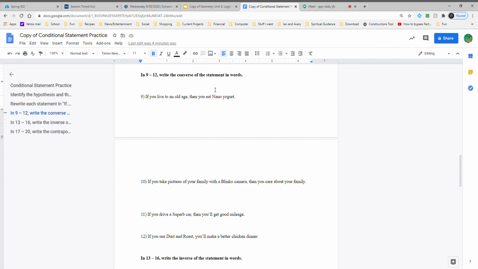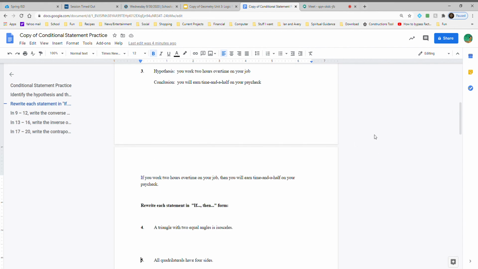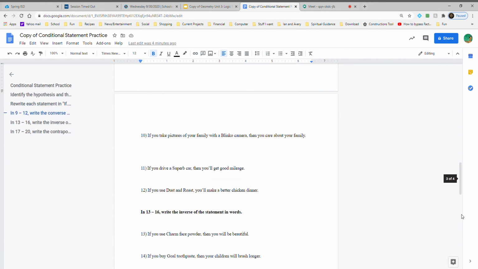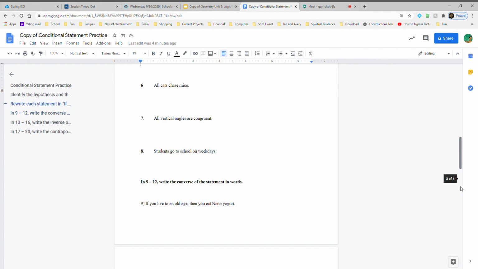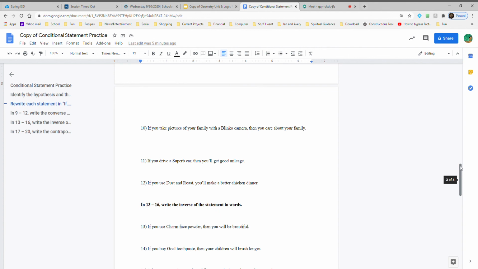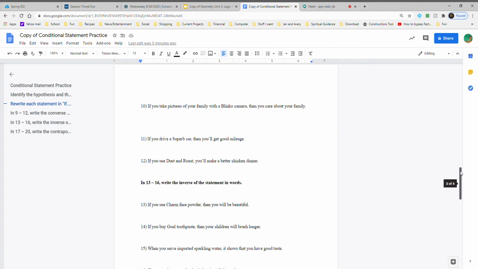That's hard to say. All right, the next part is the inverse. The inverse is the easiest of all of them because all you do is make the statements the opposite of what they are. All right, so if you use charm face powder, then you will be beautiful. You put nots in both of those. If you do not use charm face powder, then you will not be beautiful. Please don't change words like beautiful to ugly. That's not how this works, guys. Please leave the words alone and just add the word not or take the word not away.